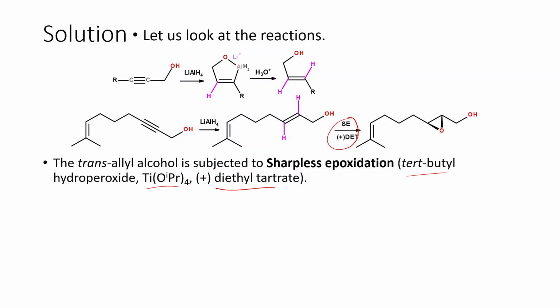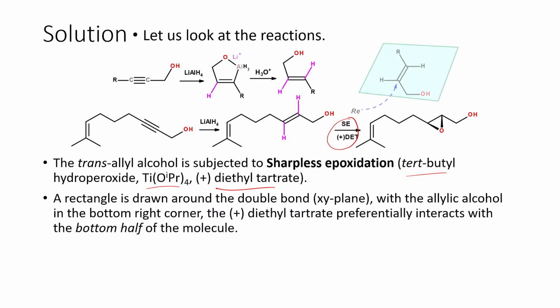Sharpless epoxidation is a very special and stereospecific reaction in which, depending on the sign of the tartrate, whether it is the plus isomer or the minus isomer, we can effectively say where the epoxidation is actually going to take place. So if it is the plus isomer, it is going to attack from the bottom face of that allylic alcohol. So how do we know what the bottom face is?